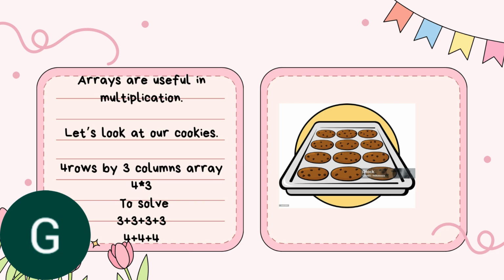Let's go back to our cookie sheet. We have 4 rows: 1, 2, 3, 4. And we have 3 columns. And we would call that a 4-row by 3-column array, or 4 times 3.